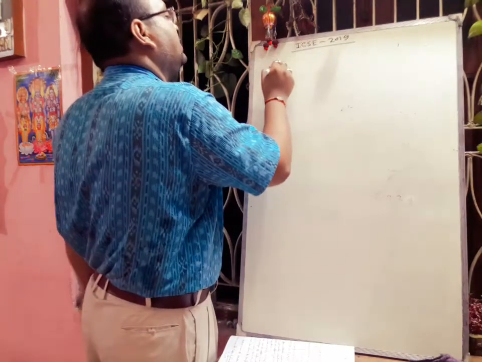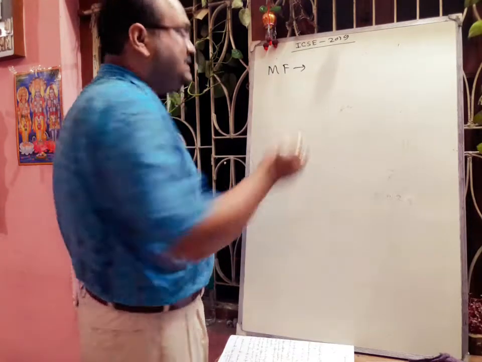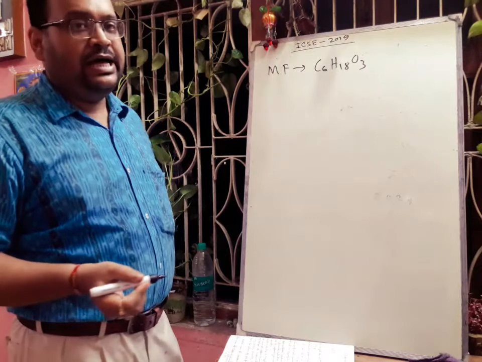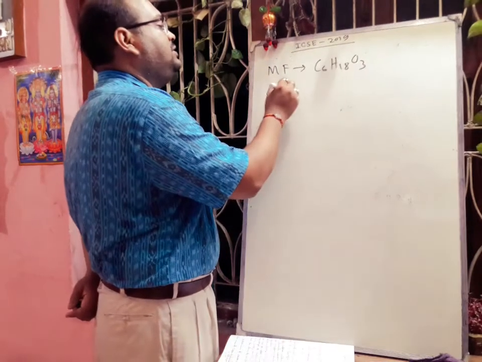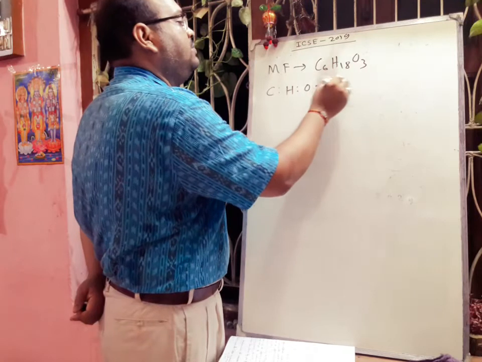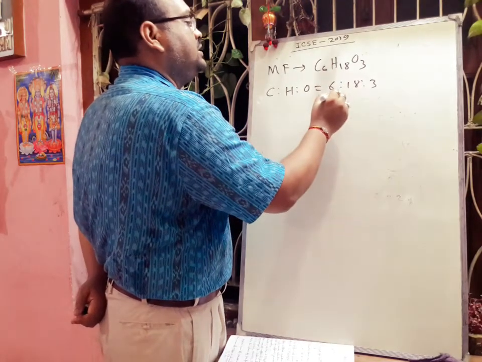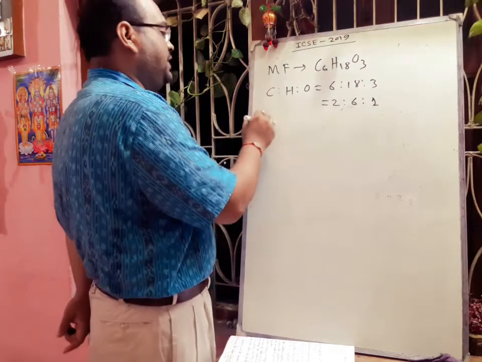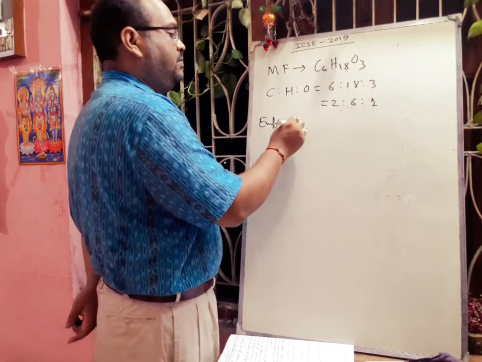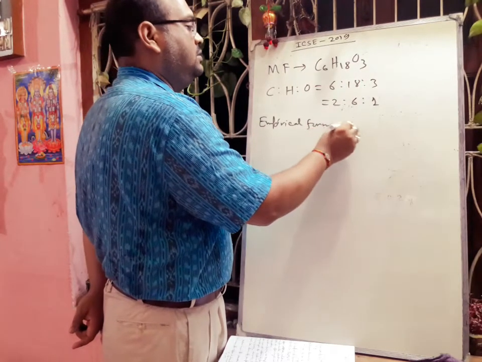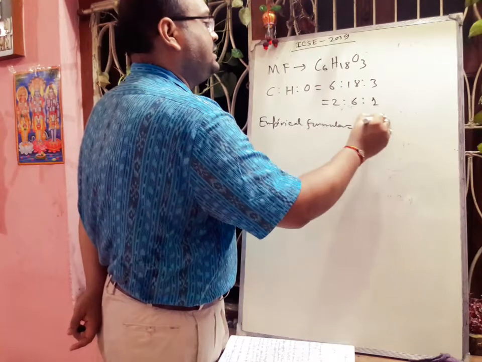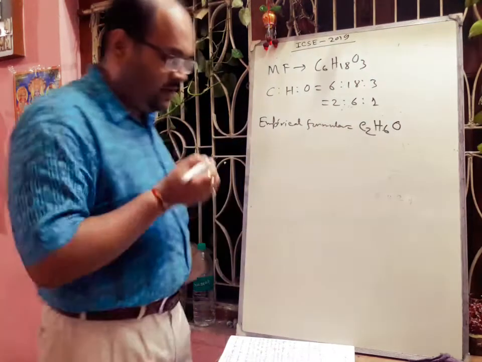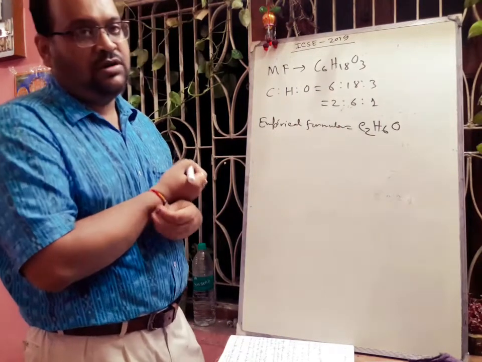So the molecular formula of a compound is given, that is C6H18O3. Here you have to find out the empirical formula. So you have to take the ratio carbon to hydrogen to oxygen, that will be 6 is to 18 is to 3, that is 2 is to 6 is to 1. So the empirical formula of the compound will be C2H6O. That will be the empirical formula of this compound.